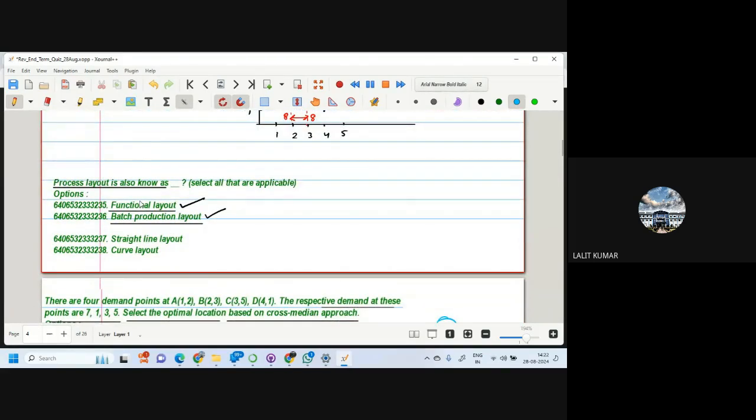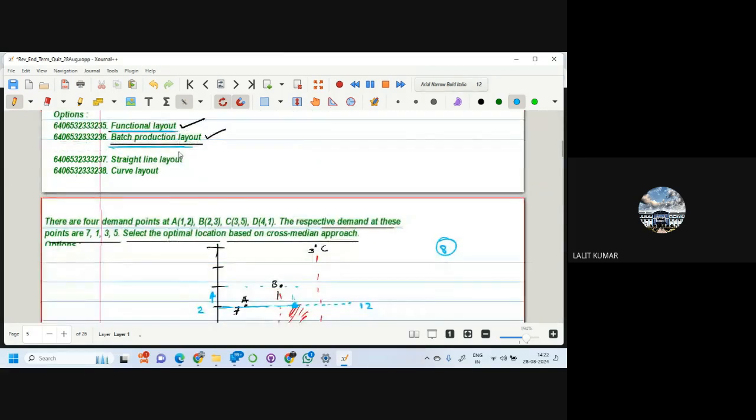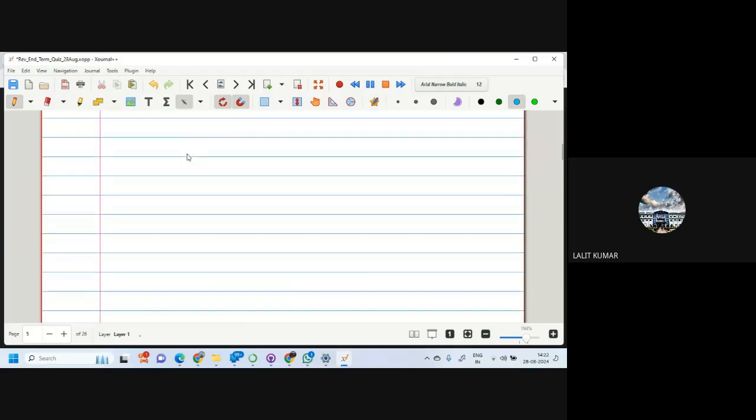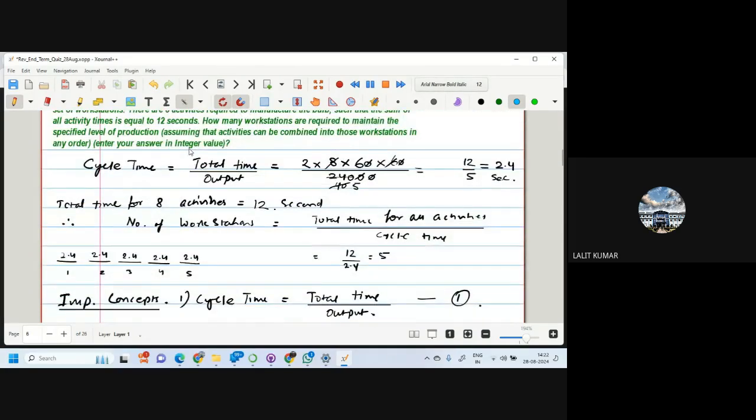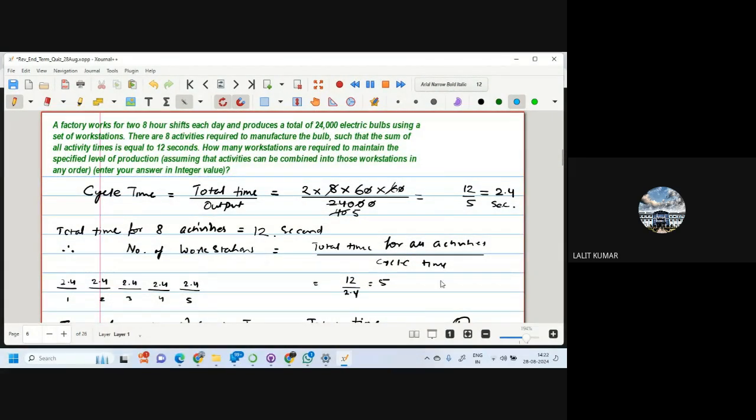Okay, the process layout. Process layout is also known as batch production layout or the functional layout. Just remember this. Okay, this we have solved. Now we come to, okay, this is an important part.